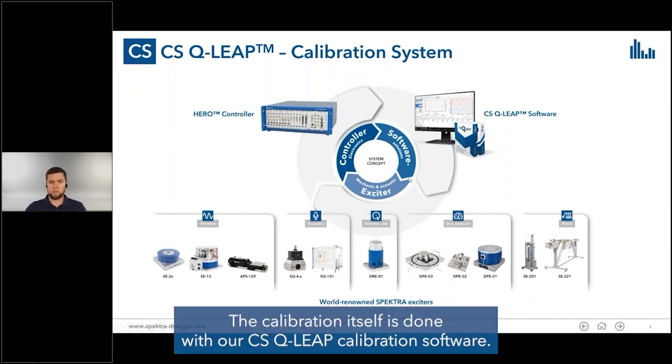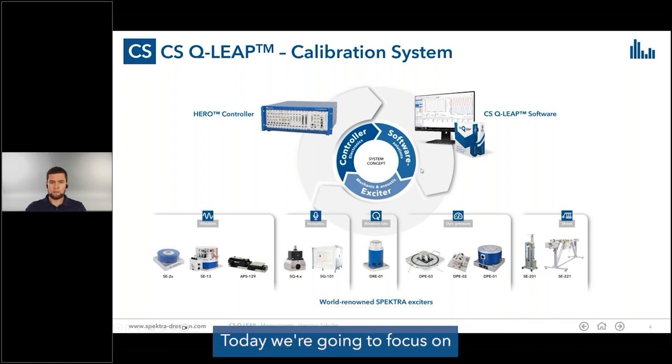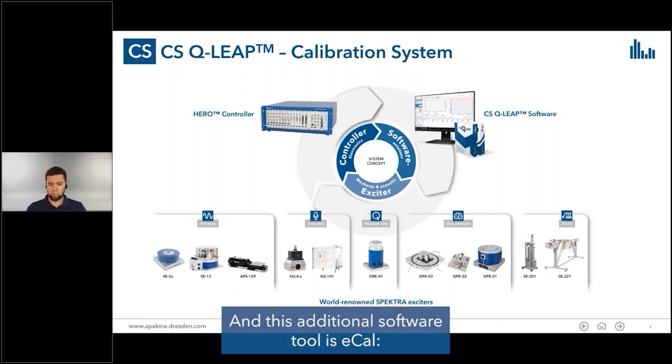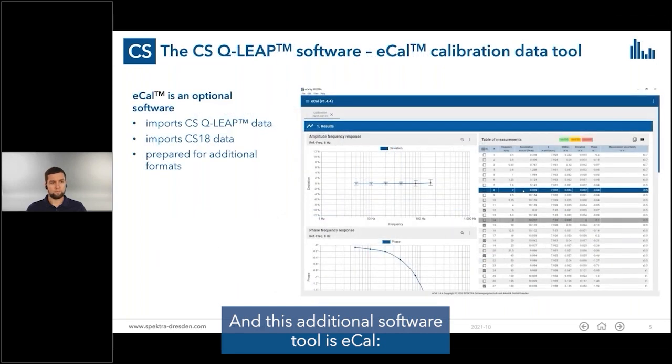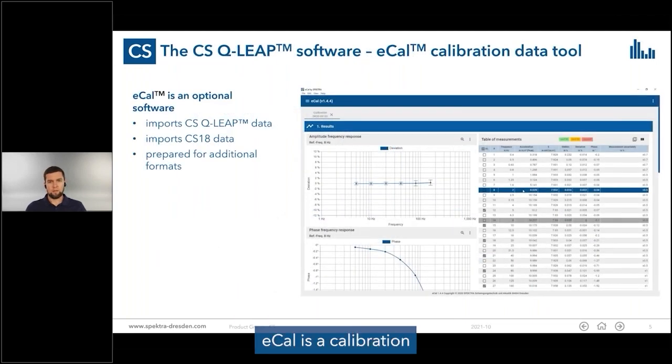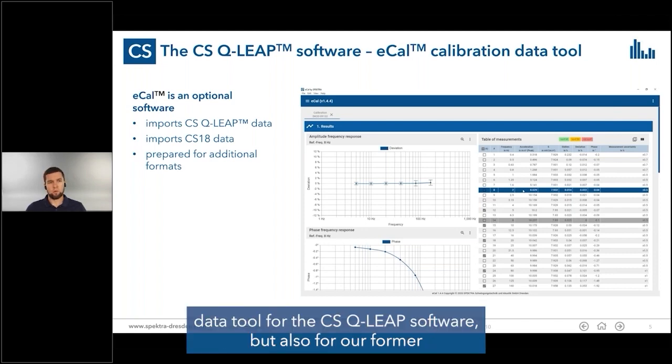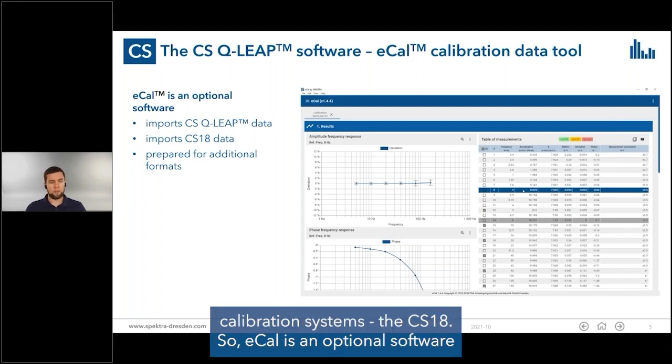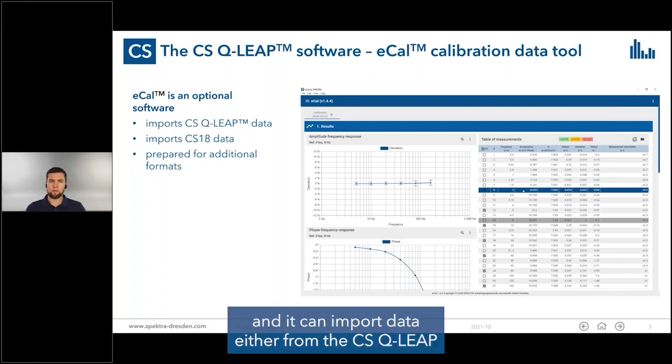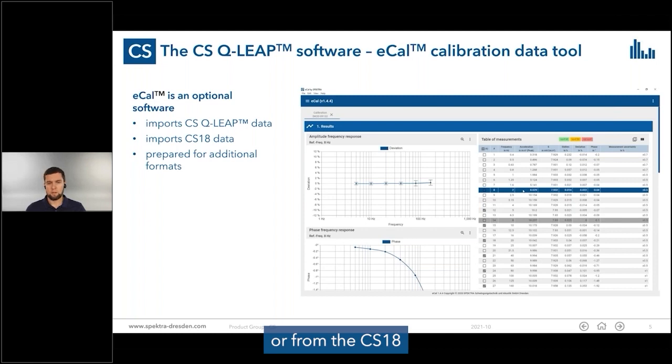The calibration itself is done with our CSQ-Leap calibration software, and today we're going to focus on an additional software tool, and this additional software tool is eCal. eCal is a calibration data tool for the CSQ-Leap software, but also for our former calibration systems, the CS18. So eCal is an optional software, and it can import data either from the CSQ-Leap or from the CS18.